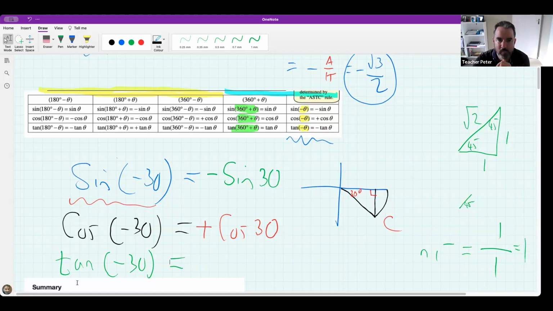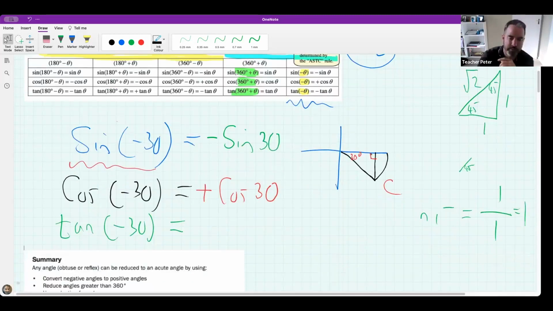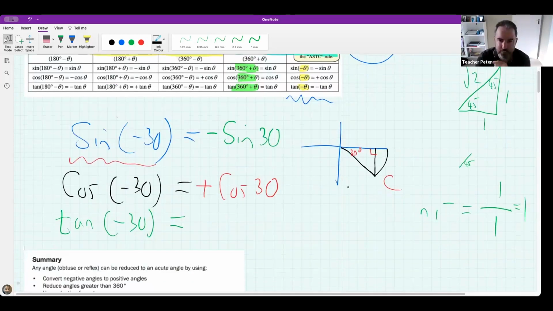Who feels like they know what that is? Exactly. In quadrant 4, tan is negative. How far away is minus 30 from the nearest horizontal axis, which is 0? It's just 30, so look at that.